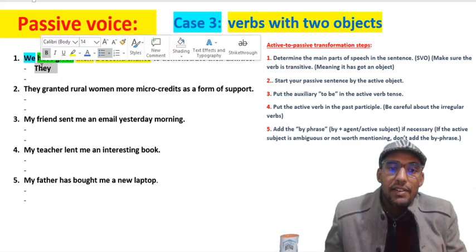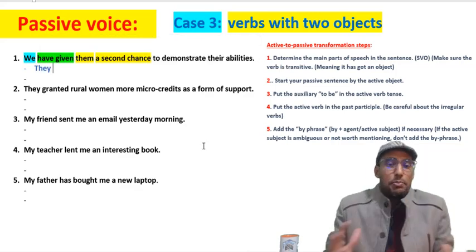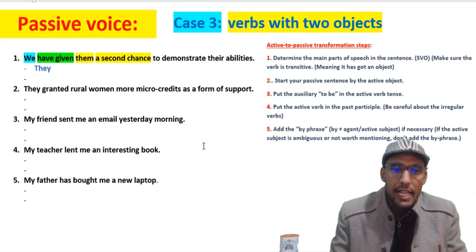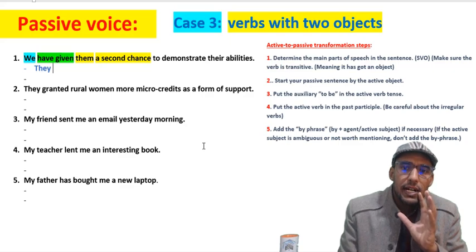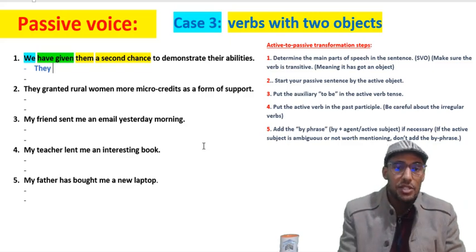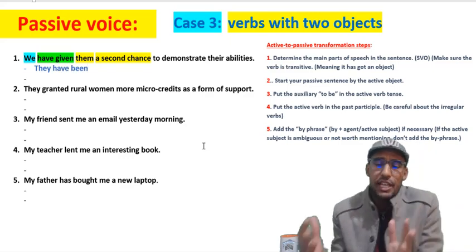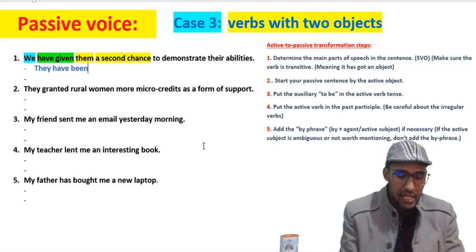Okay, so we have "they" here. This is the subject, the object. We choose to start with the indirect object: they. Then, remember step number two, we have to put the verb to be, as a third step, in the tense of the active verb. We have "have given" here. What tense is it? Very good, this is present perfect. So we say they have been, and then of course given. Here the verb to give should be kept in the past participle form. So we say they have been given.